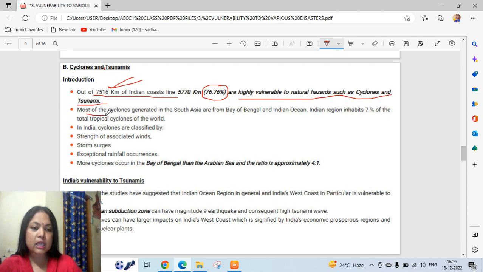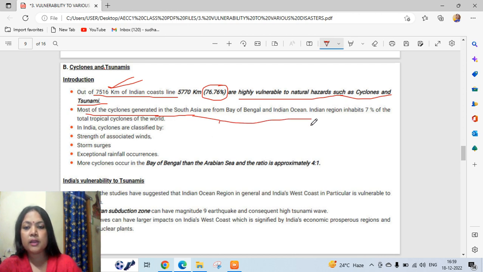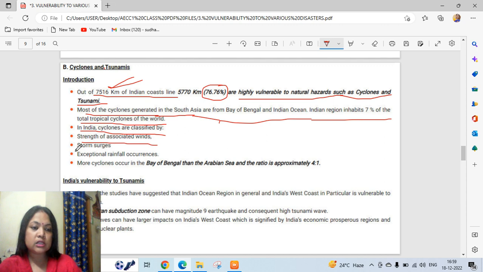So most of the cyclones generated in South Asia are from the Bay of Bengal and Indian Ocean. The Indian region inhabits 7% of the total tropical cyclones of the world. And in India, cyclones are classified by strength of associated winds, storm surges, and exceptional rainfall occurrences. More cyclones occur in the Bay of Bengal than the Arabian Sea.